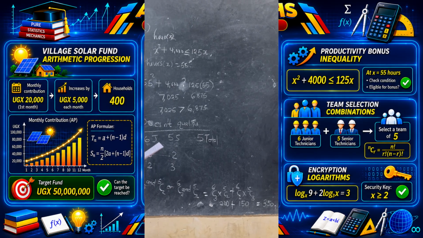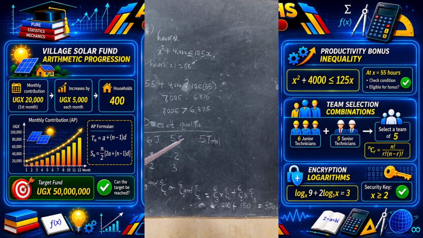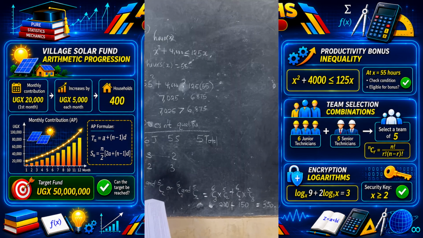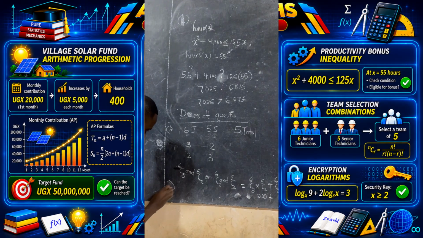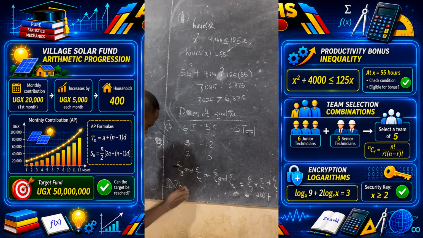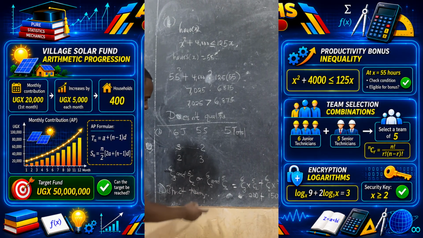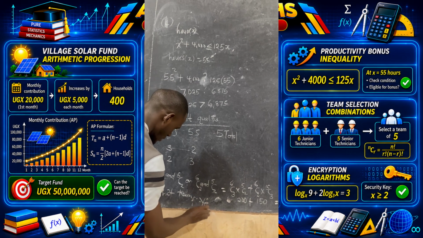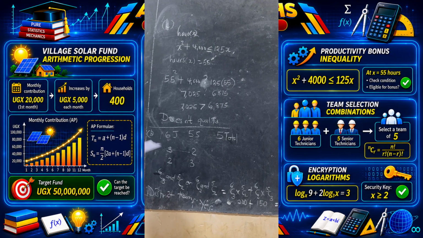So what they say is that this is intended to ensure proper mentorship, and will only be effective if the total number of possible district teams exceeds 100. We have been getting district teams. Since the district teams exceed 100, I'm saying yes, there will be proper mentorship.